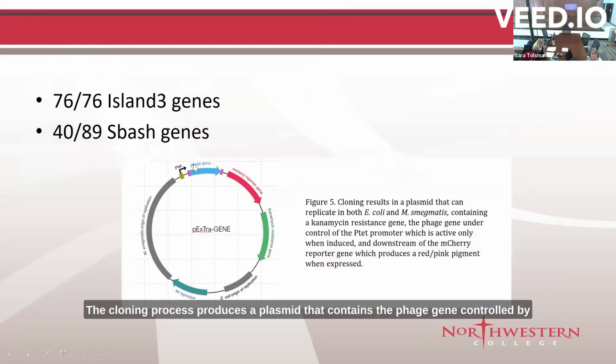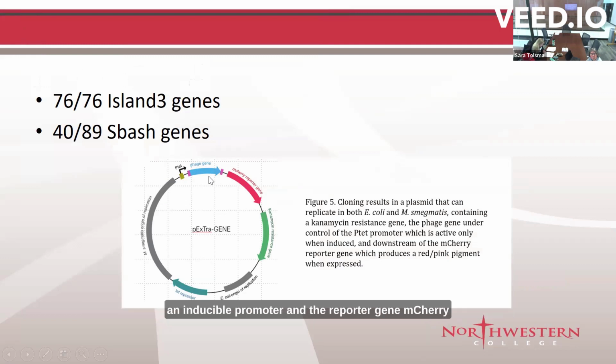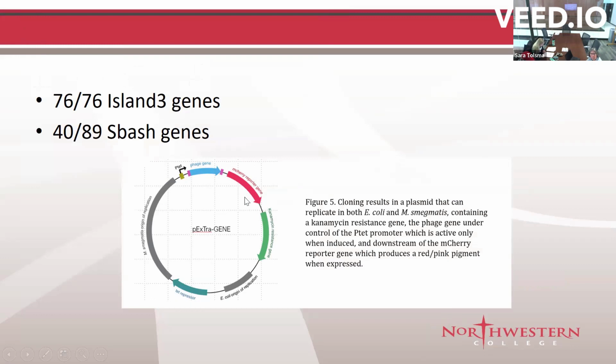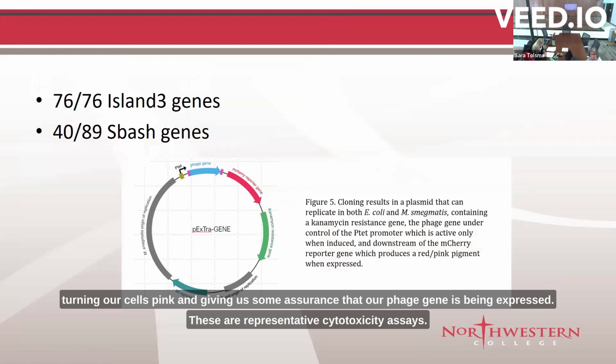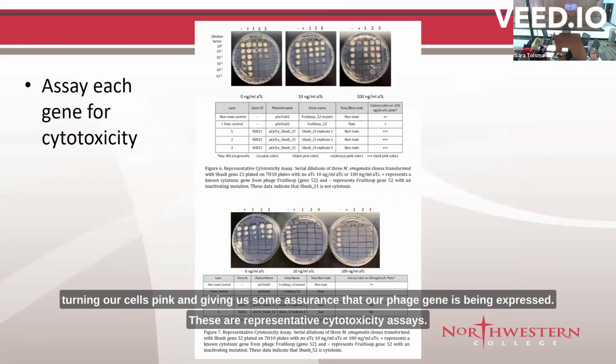The cloning process produces plasmids that contain our phage gene under the control of a promoter. The reporter gene, mCherry, is downstream of our phage gene, so when the TET promoter is active, mCherry should be expressed along with our phage gene, turning our cells pink, giving us some assurance that our phage gene is indeed being expressed. With these plasmids constructed, we are ready to assay each gene for cytotoxicity and defense.